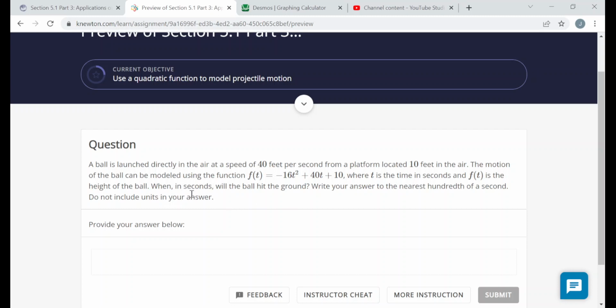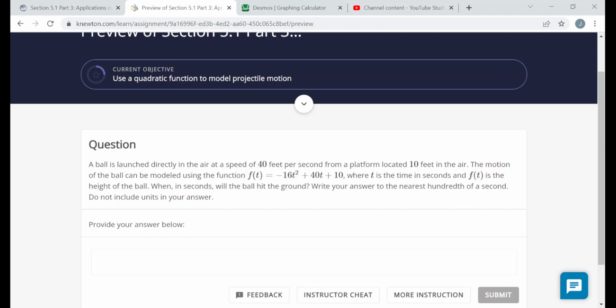So when in seconds will the ball hit the ground? Right, and write your answer to the nearest hundredth of a second. Do not include units, right? So don't write seconds. Just write the number. Round it to the nearest hundredth. That's 2 decimal places. Right.